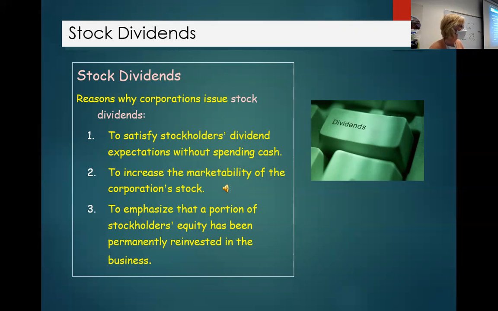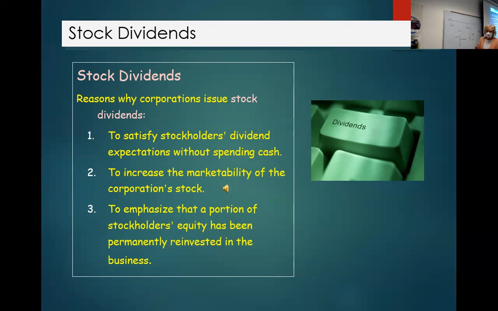So the reasons are to satisfy dividend expectations, increase the marketability of the corporation's stock, and to show that we're permanently reinvesting in the business. You're actually pulling money out of retained earnings when you do a stock dividend. Remember back to our original dividend journal entry, we debit dividends and credit cash, and we close dividends to retained earnings. We also close stock dividends to retained earnings.